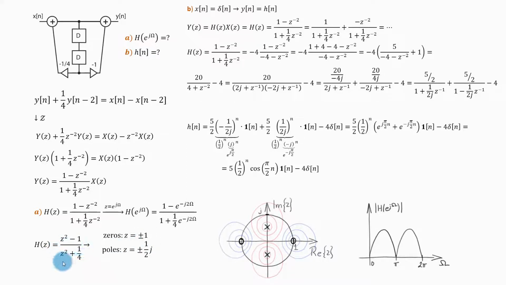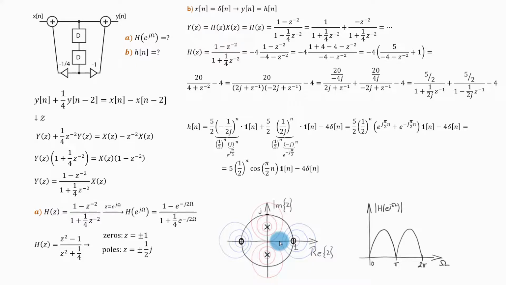And from here I can read that the roots of the denominator are plus minus 1 over 2 times j. That means that this transfer function has two poles. One pole is at plus 1 over 2 times j, the other pole is at minus 1 over 2 times j. When I take these poles and zeros and I plot them into the complex plane, I will get this. These will be the poles and these will be the zeros.